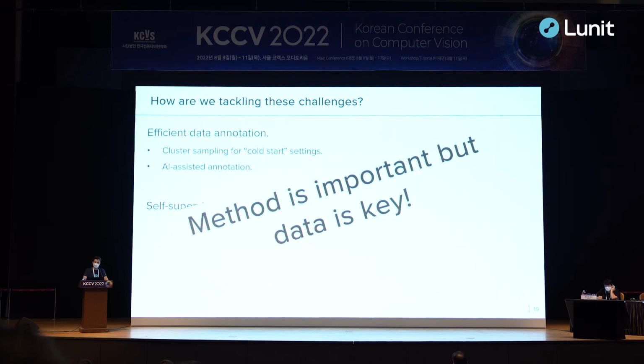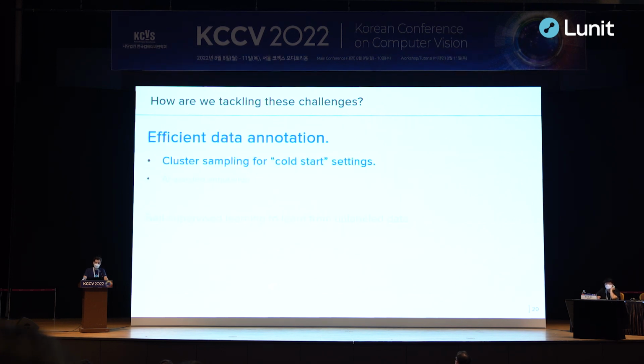I want to say, though, that the method is, of course, very important. The architectures, the neural networks, but how we handle the data is really the key for success. So let's look first at how we deal with efficient data annotation. As I mentioned, we have many different types of images and organs.